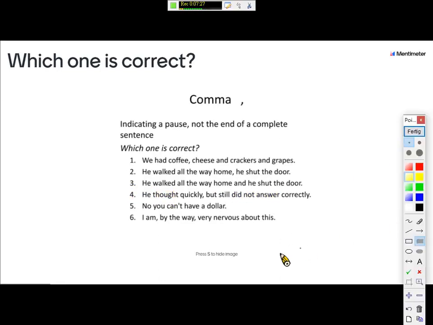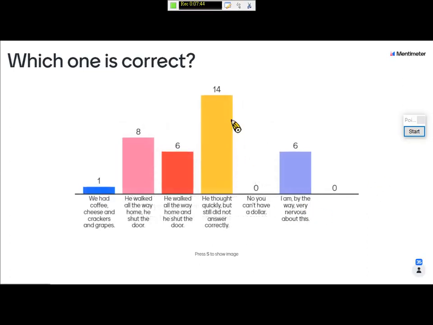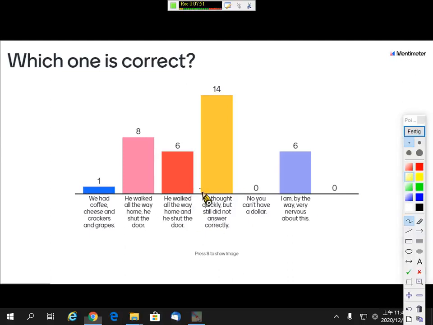And number 5, no, you can't have a dollar. You need to provide the pause when you want to say no. So no, comma, you can't have a dollar. Okay? Tricky, right? Comma is very, very difficult to use. So that's why, look here, most of the students will choose this one, but it's wrong. It is wrong. Why? Because he thought but did not answer. So he is the subject for thought and did not answer. So you cannot use a comma here.